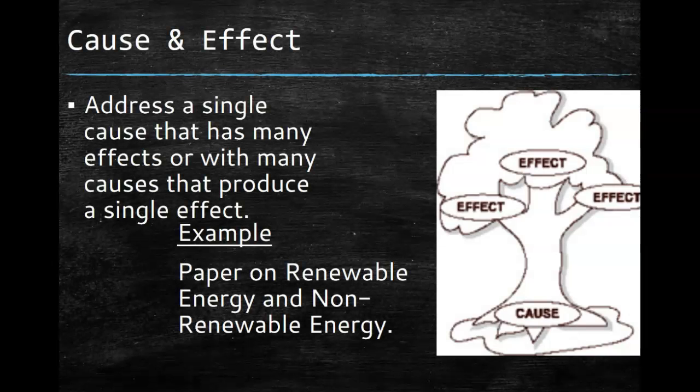Cause and effect looks at what is the cause of something that's happening and what effect that something has on everything else. They showed the tree here. They've got the cause as being the trunk, and from the trunk it grows up into the tree and out into the branches, and all of those branches would be the effect that it has. The example they give is a paper on renewable energy and non-renewable energy.